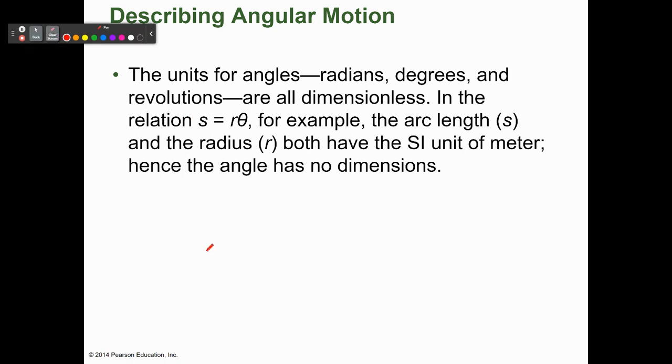Okay, so because we're doing this in radians, you need to remember that the arc length S and the radius R both have units of meters. And since we're doing the angle in radians, it does not have a dimension. So all of these units are going to wind up being meters when we talk about angular displacement. Okay. So just remember that the radians or the angles are not going to have an actual dimension since they are measured in radians.